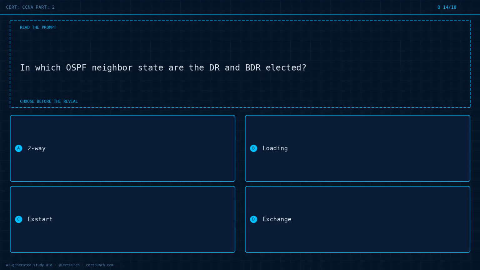Question 14 of 18. In which OSPF neighbor state are the DR and BDR elected? Option A, two-way. Option B, loading. Option C, ExStart. Option D, exchange. Lock in your pick before the reveal. Trust the read. The answer is option A.